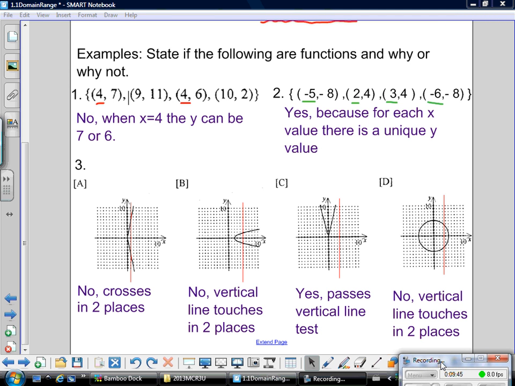So that's pretty much what we know about domain and range and about what is a function. So you can have some mathematical pleasure tomorrow in class.